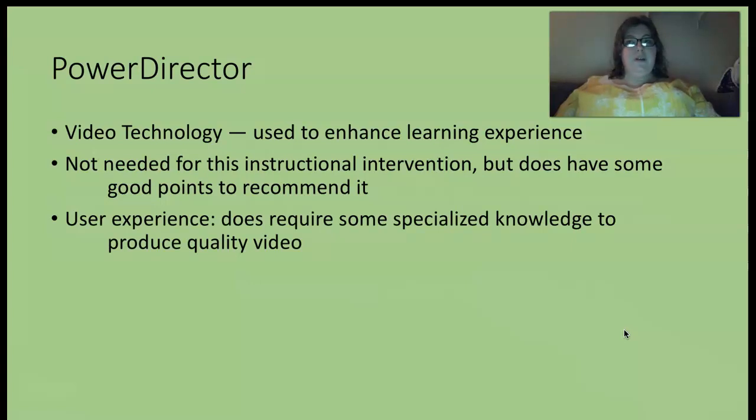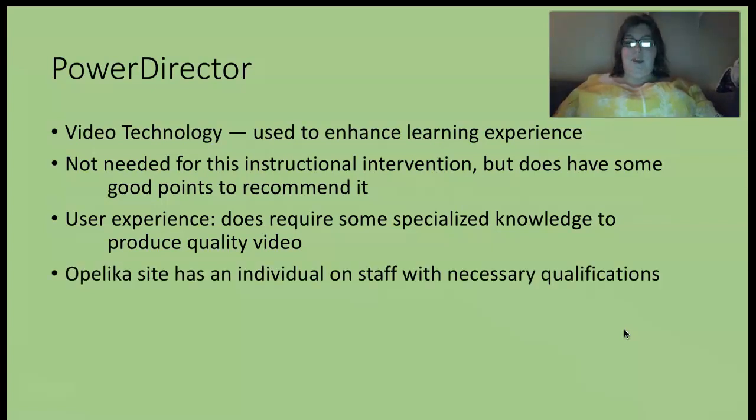PowerDirector does require some specialized knowledge. To produce good video, one has to have the knowledge necessary to do it. Opelika does have the benefit of having an individual on staff with the necessary qualifications. It has the additional perk of being affordable at only $55 a year.